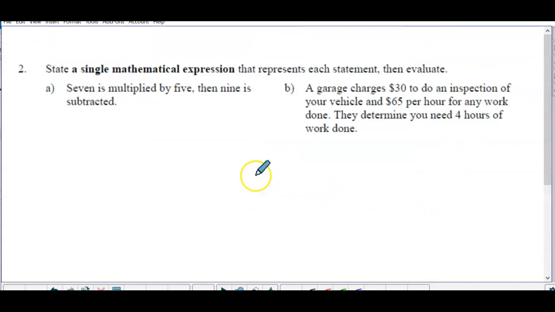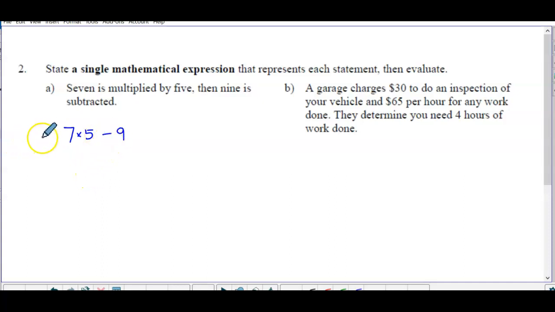And then a couple of applications. State a single mathematical expression that represents each statement, then evaluate. So 7 is multiplied by 5, then 9 is subtracted. So this is just going from words to a math. So 7 is multiplied by 5, then 9 is subtracted. Okay, so that goes afterwards.